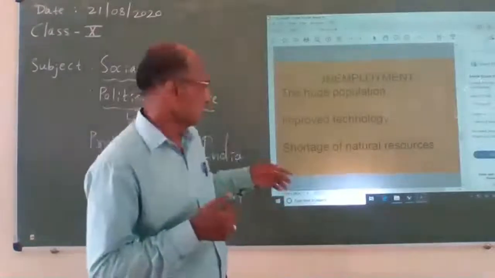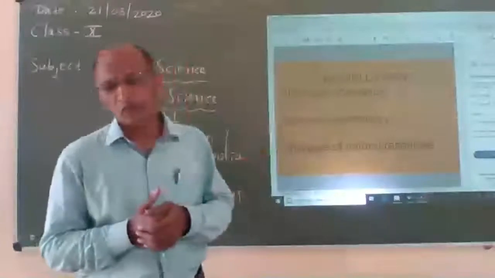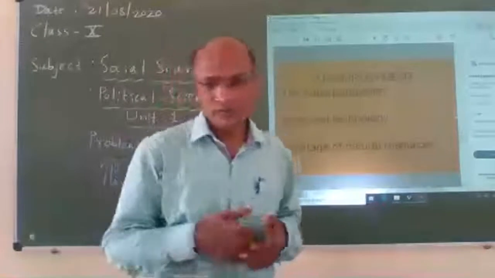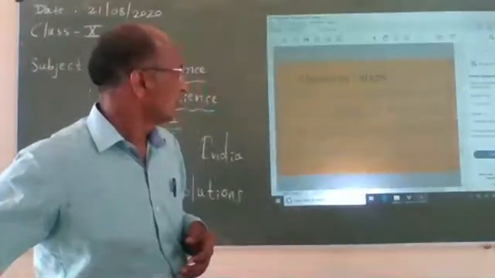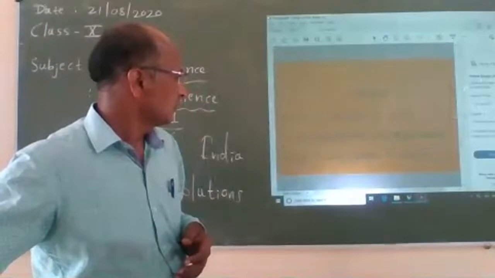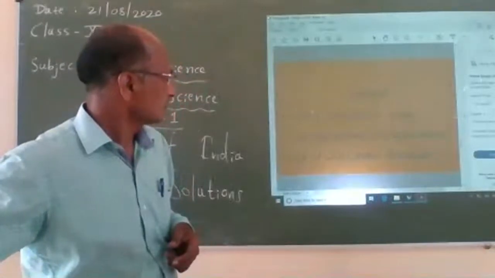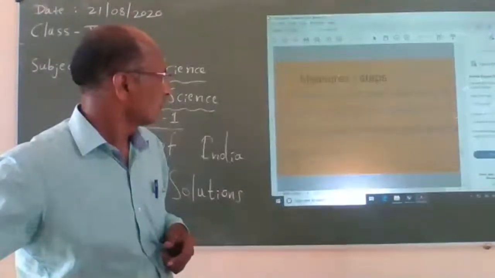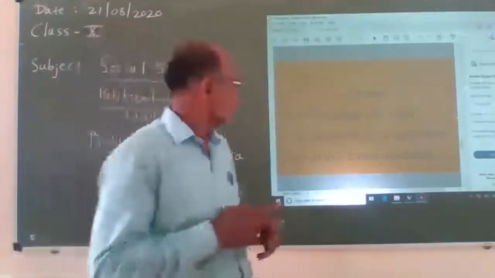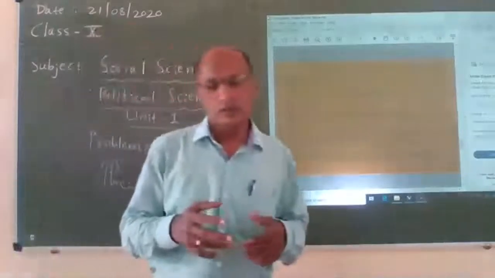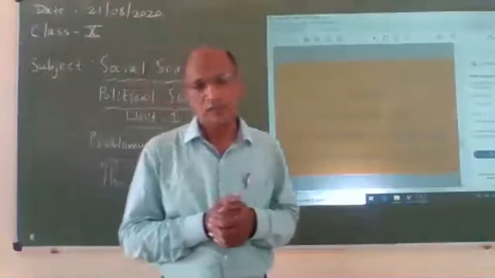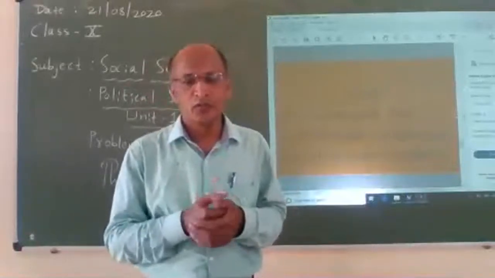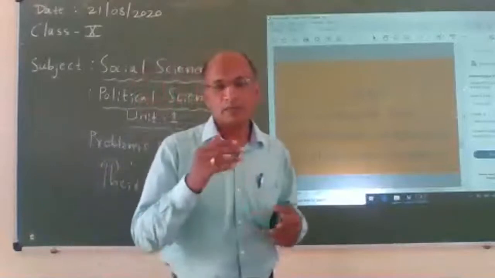And one more, shortage of natural resources. So, these are the reasons for unemployment. We have seen the reasons for unemployment. One, huge population. Two, improved technology, and three, shortage of natural resources.